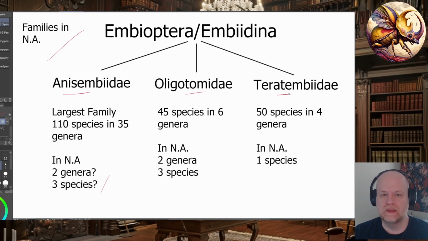We'll talk about them, but as long as you can identify this group as Embiidina or Embioptera, both of these names I've seen in use. I don't know what the correct one is. I learned this as Embiidina. Embioptera makes more sense as far as standardized nomenclature, but most entomologists will recognize whichever one you use and know what you're talking about.